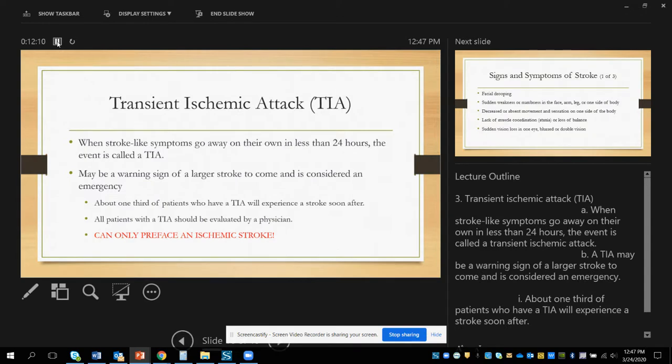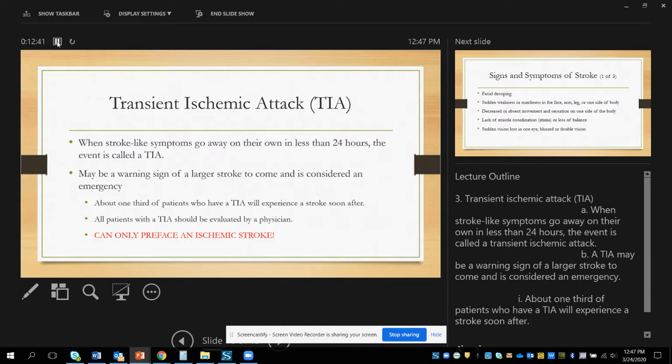Now let's look at TIAs, which are transient ischemic attacks. And remember I said this was very important to remember the ischemic stroke here, because this can only preface an ischemic stroke. All right, so let me back up. TIAs are where you have stroke-like symptoms, but they go away on their own in less than 24 hours. And you're going to see some test questions that ask about that time frame, so you want to be aware of that. This could be a warning sign of a larger stroke to come and is considered an emergency, so your treatment should be the same.